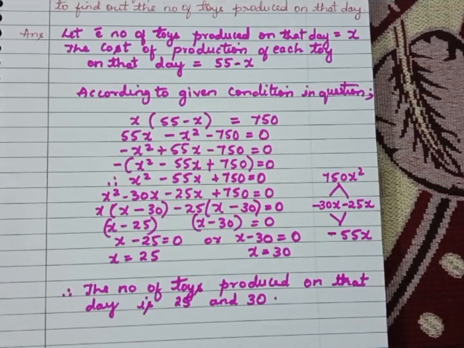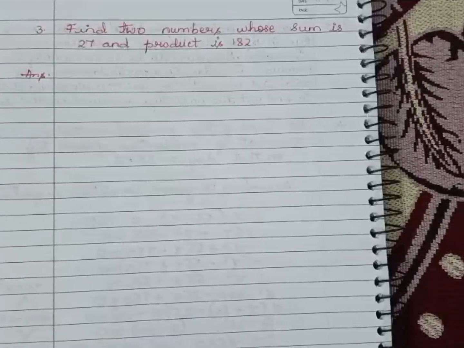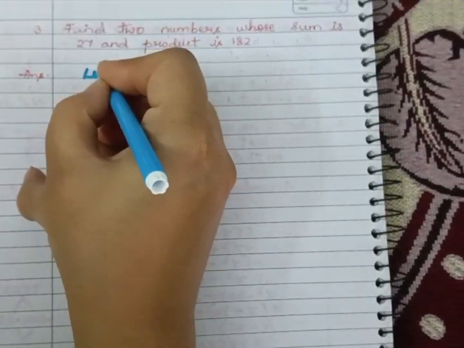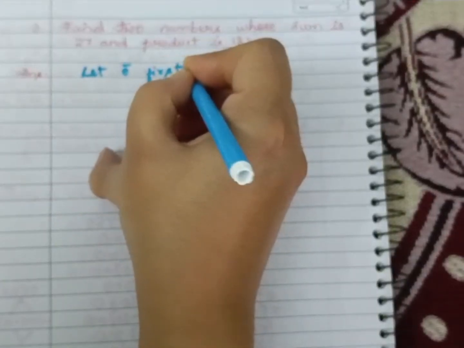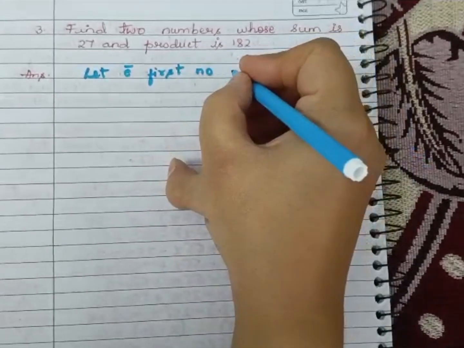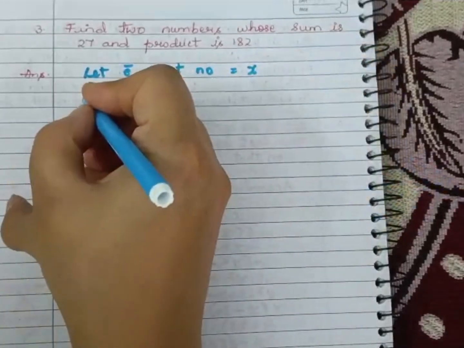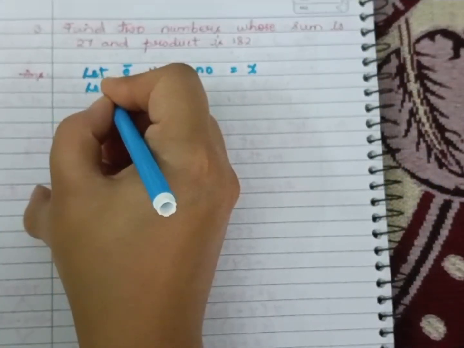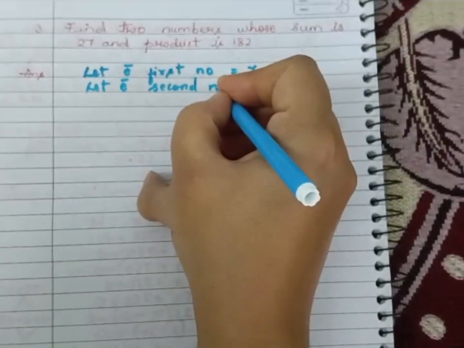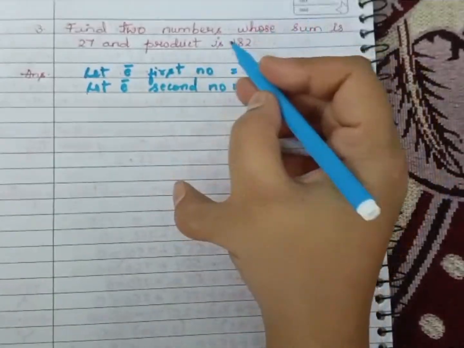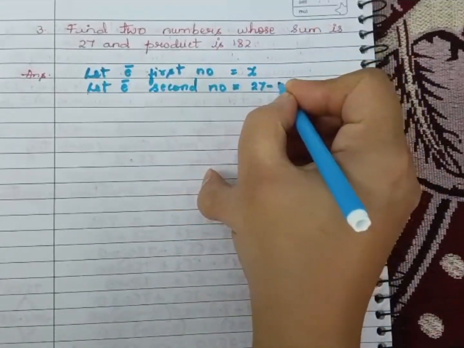Now, let's go to the third question. The third question is: find two numbers whose sum is 27 and product is 182. So, let us assume, let the first number be x and let the second number be 27 minus x.